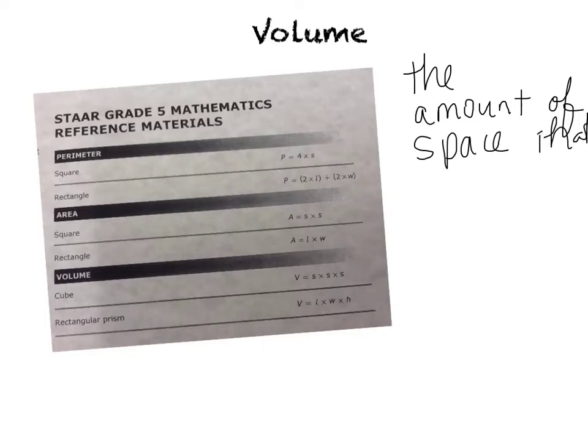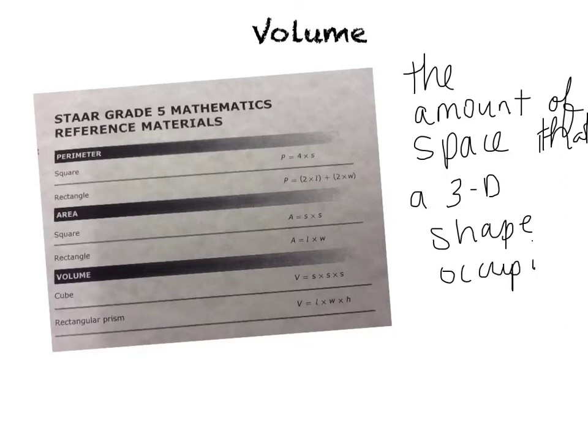that a 3D shape occupies. Earlier we were talking about perimeter and area of 2D shapes, and now we're moving into volume, which is a 3D shape. It has 3 dimensions.